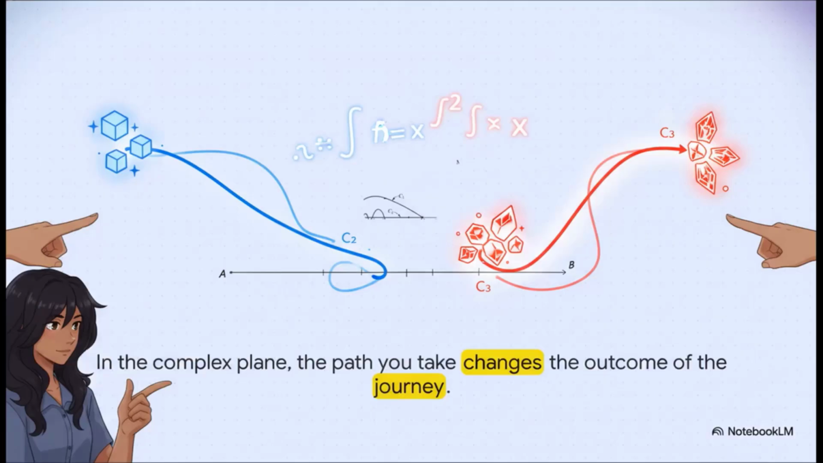And this right here, this highlights the single biggest, most mind-bending difference from real calculus. On a number line, going from A to B is just going from A to B. The integral is always the same. But on the complex plane, the journey itself matters. As you can see here, taking path C2 could give you a completely different result than taking path C3, even if you start and end at the same places.